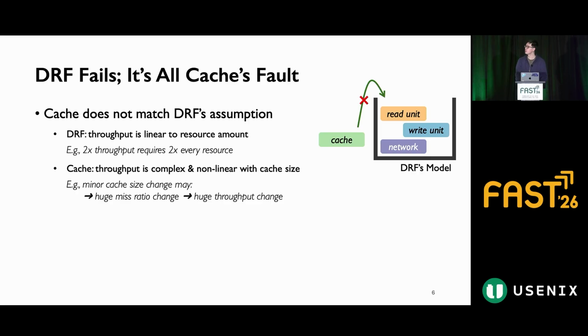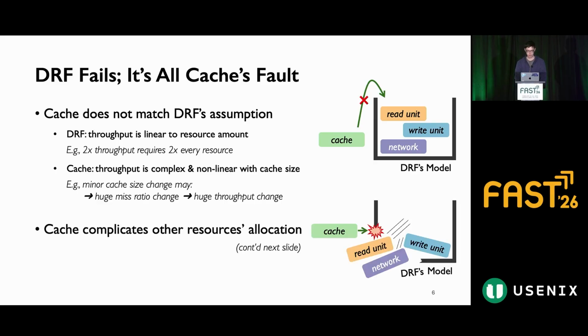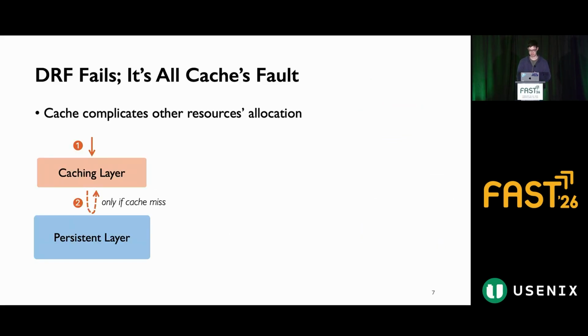For example, we can add slightly more cache to make a tenant's working set fit, such that its miss ratio will drop dramatically, and then throughput will change dramatically. Moreover, cache also complicates the allocation of other resources. Let me explain what that means.